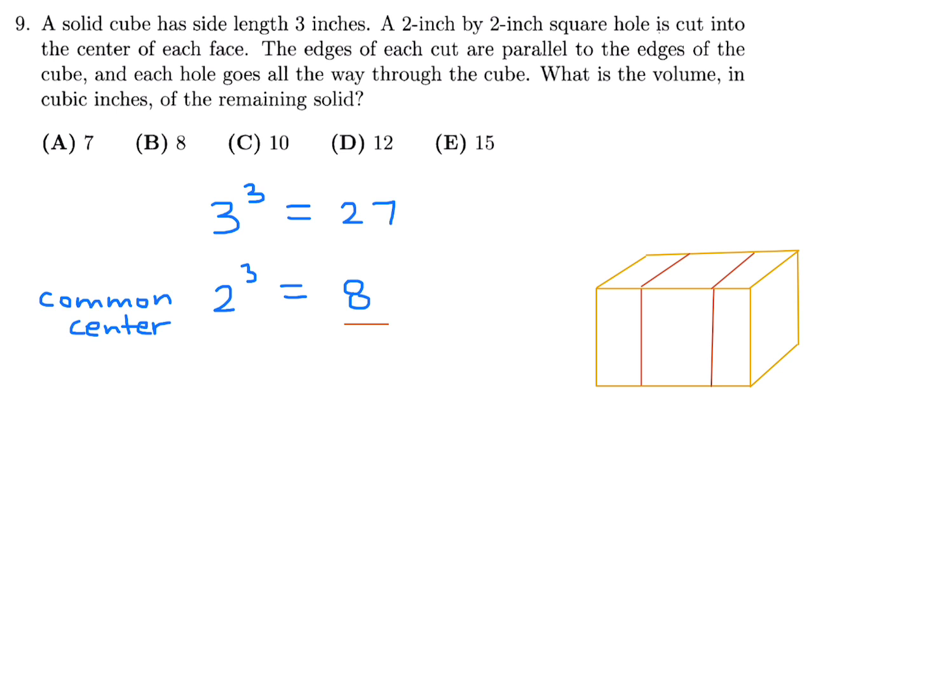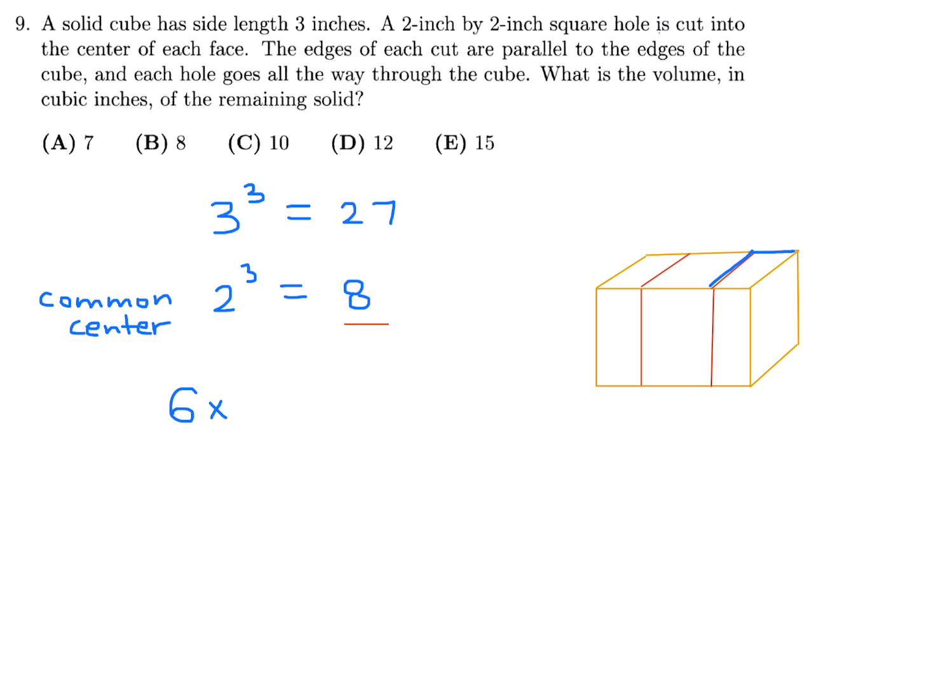But remember, when we do that, we also have to count these guys. Can't forget about those. And there's going to be 6 of them, each 2 by 2 by something. So we have to figure out the volume of that. It'll be 6 times the volume of each of these.